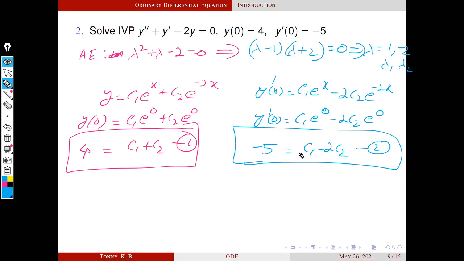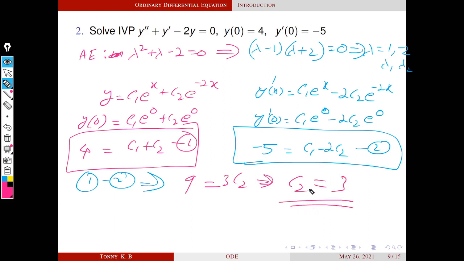To solve these equations, because c1 is here and c1 is also here, you simply consider equation 1 minus equation 2. What about the left-hand side? The left-hand side is 4 minus minus 5, that is 4 plus 5, that is 9. And the right-hand side: c1 minus c1 is 0, and c2 minus minus 2c2, so this minus becomes plus, and it becomes 3c2. So c2 equal to 9 by 3, that is 3. So c2 is 3. And you just plug this value into equation number 1 to find c1.